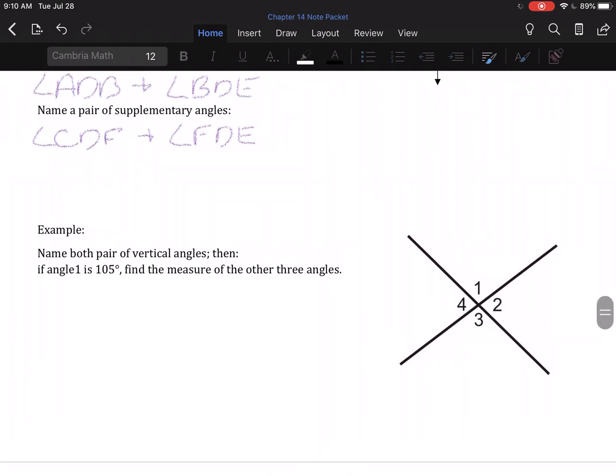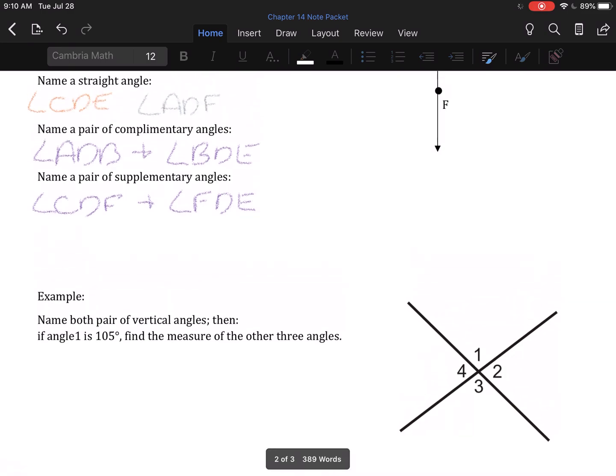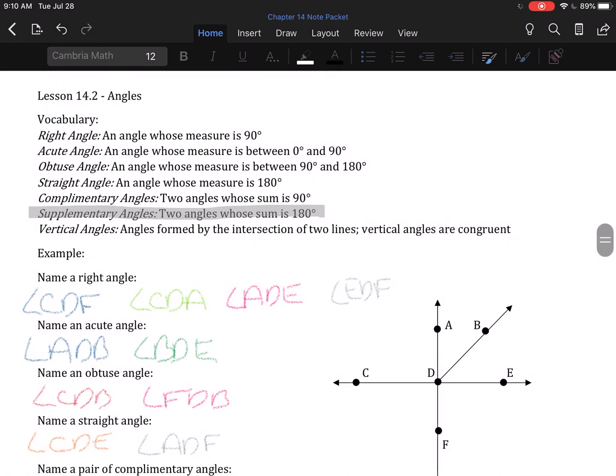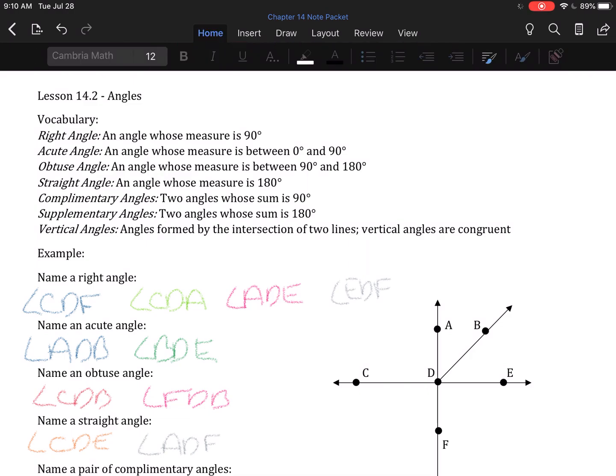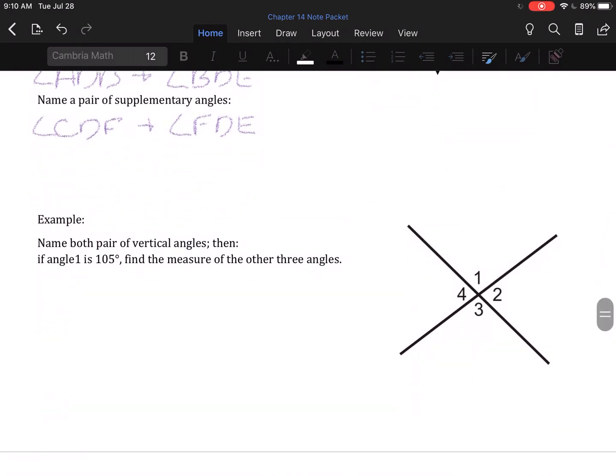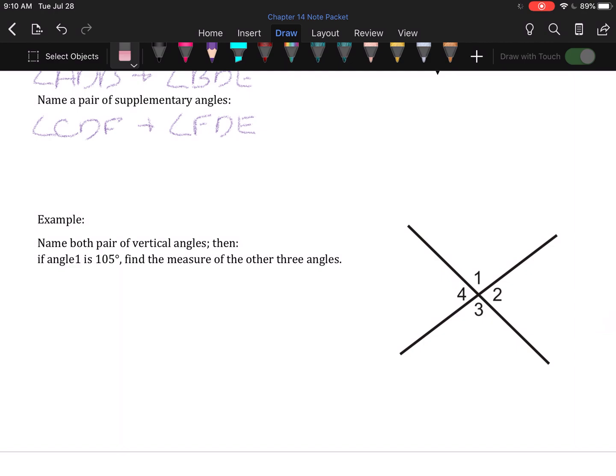Last example here says, name both pair, so both meaning two pair, of vertical angles, and then we're going to do some more. So real fast, we got to pop up here to look at a definition. Vertical angles. Angles formed by the intersection of two lines. So here are two lines. Pay very careful attention. Vertical angles are opposite from one another.